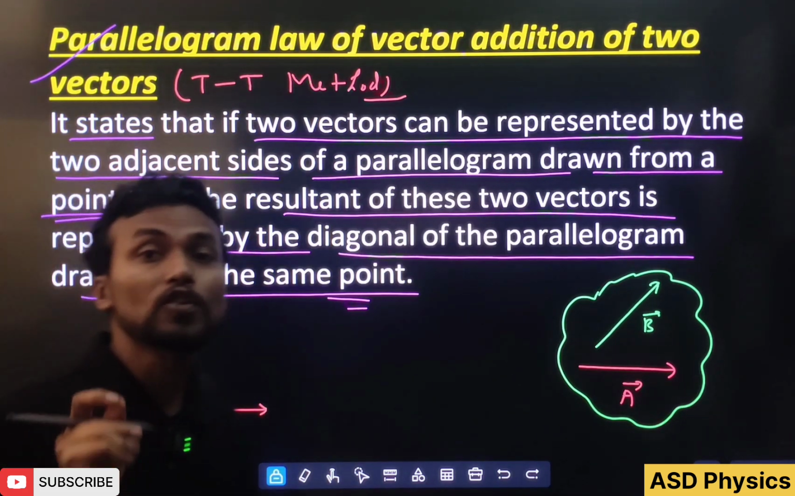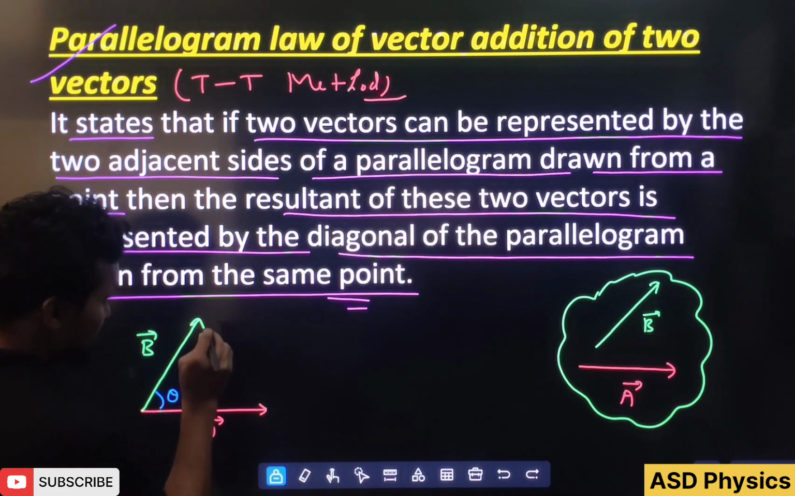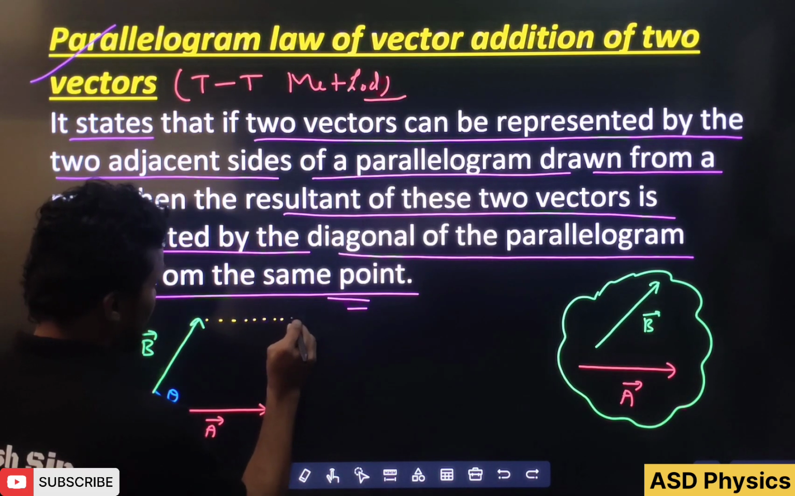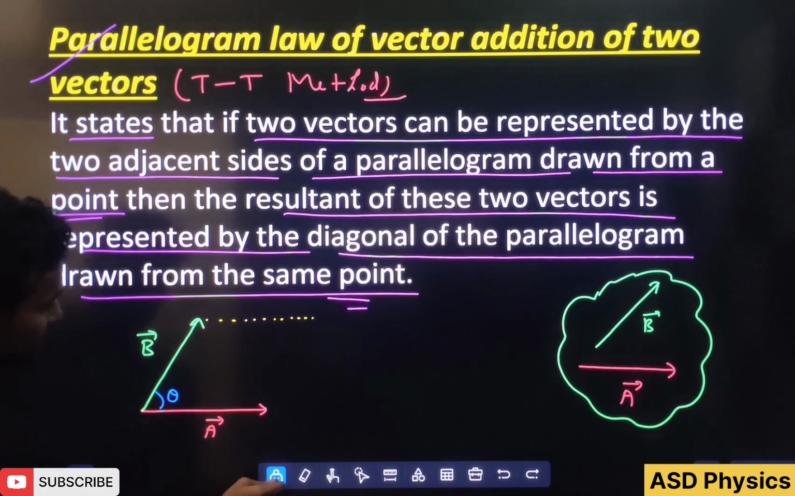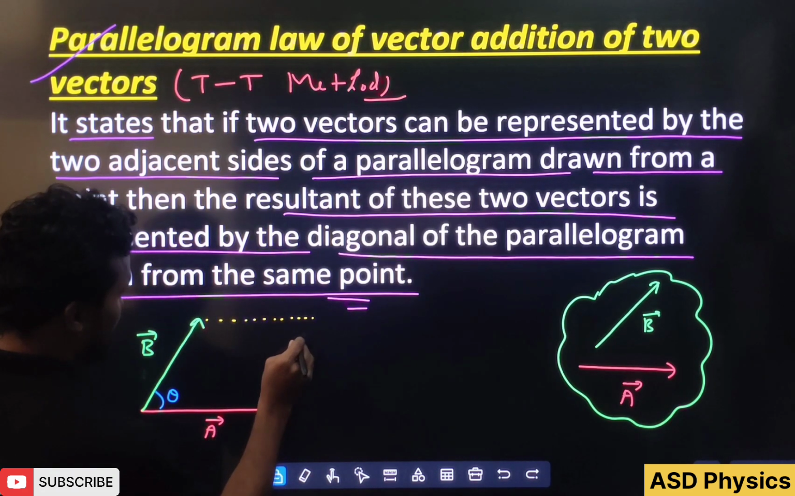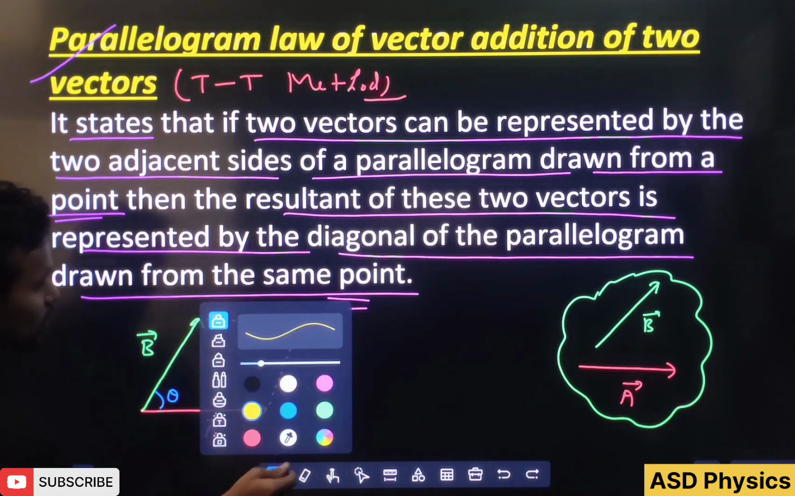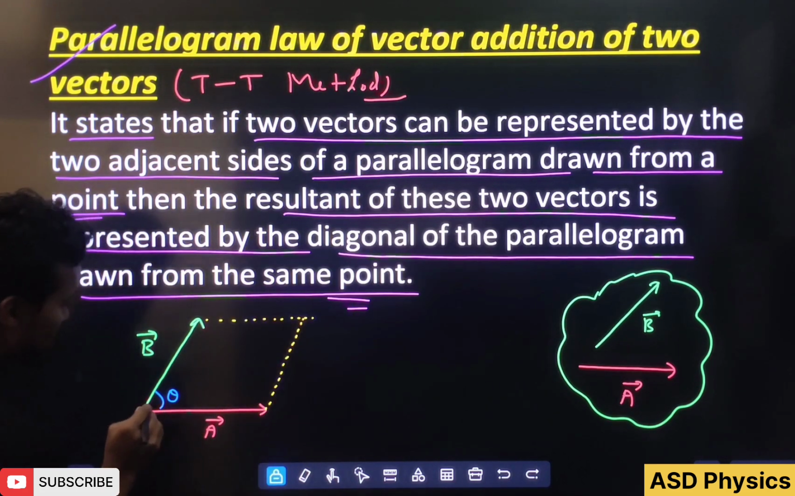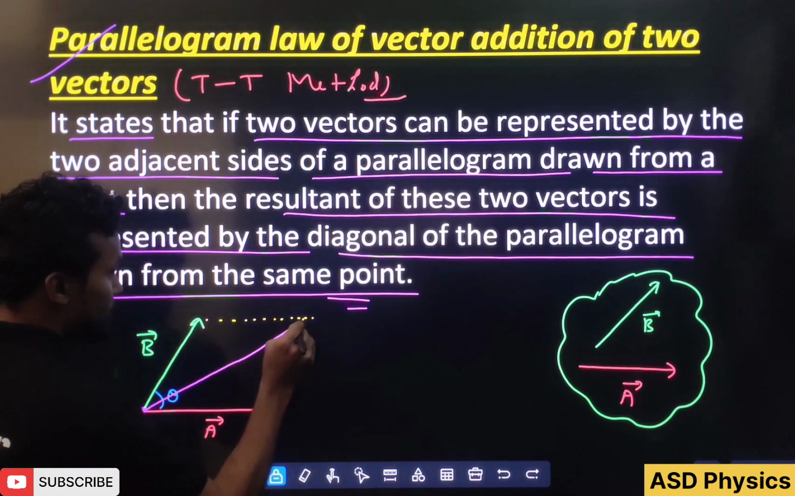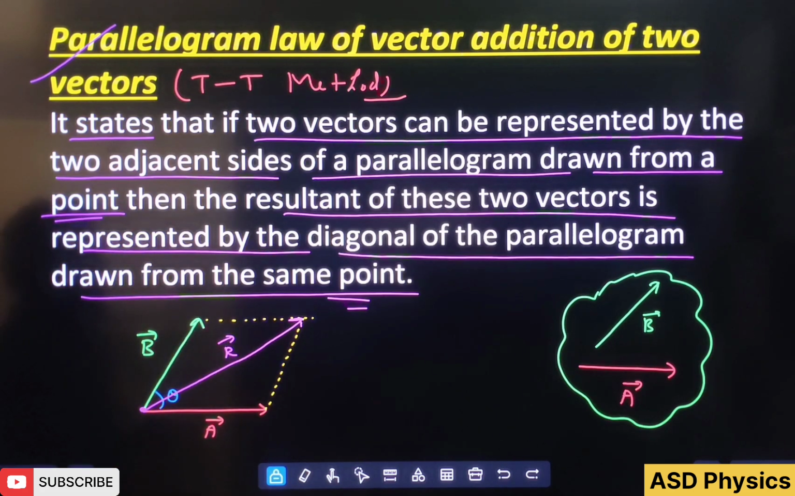Now we want to find the resultant. So I will draw one dotted line parallel to vector A, and another one parallel to vector B, as parallel as possible. Now our parallelogram is ready. The vectors are starting from here, so the resultant will pass through the same point, and it will be one of the diagonals. This is vector R, students.